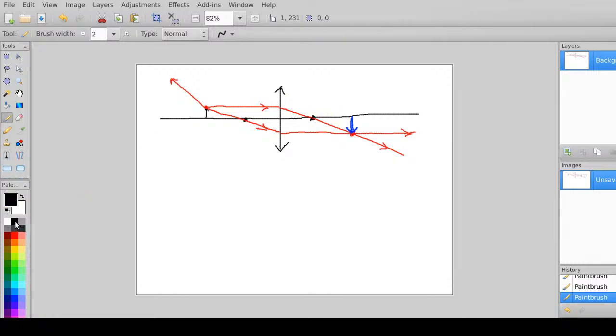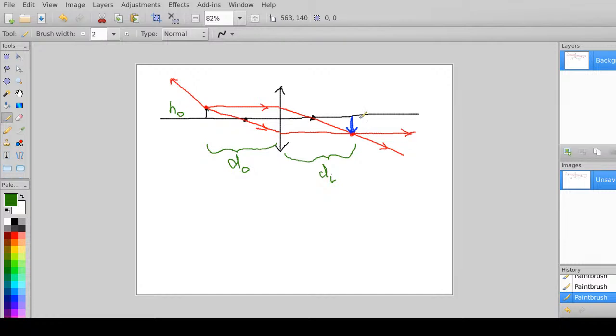So just to connect up with the formula, this distance from here, let me see if I can draw it in a different color. Let's do green here. This distance in here, we will call DO because it's the distance from the object to the lens. This distance over here, we will call DI because it's the distance from the lens to the object, or sorry, to the image. Let's call the height of the object HO.